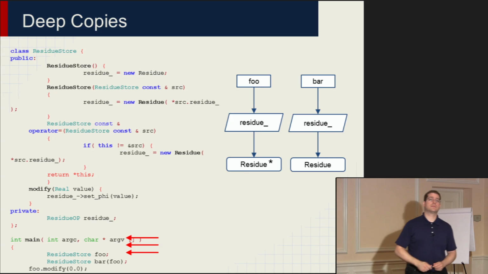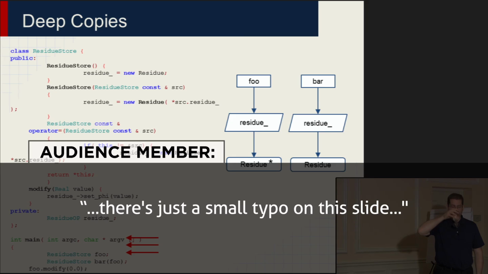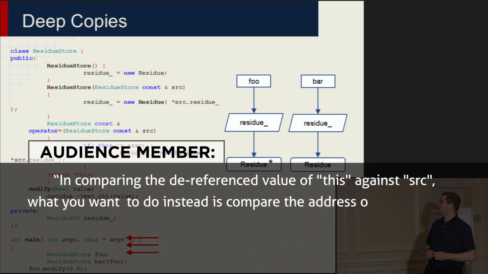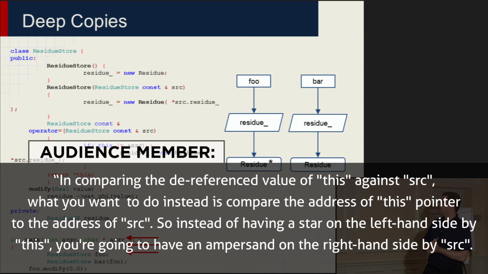Just a brief point on this. There's just a small typo on this slide where you're comparing the dereference value of this to the source. What you want to do is instead compare this pointer to the address of the source. So instead of having a star on the left-hand side by this, you're going to have an ampersand on the right side by source.